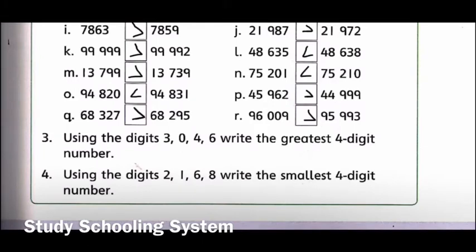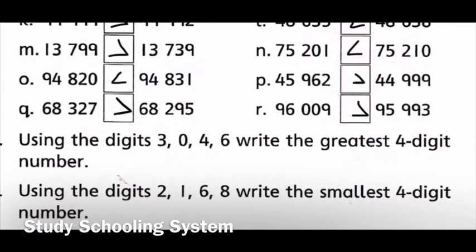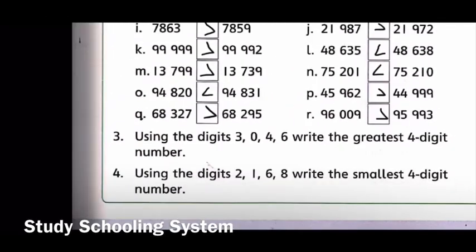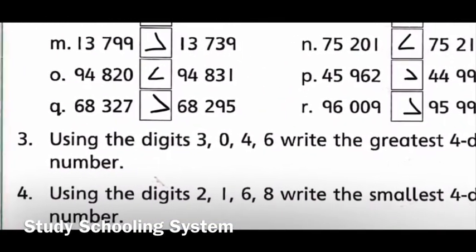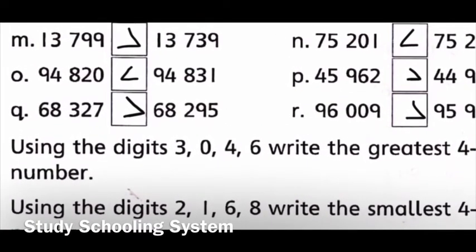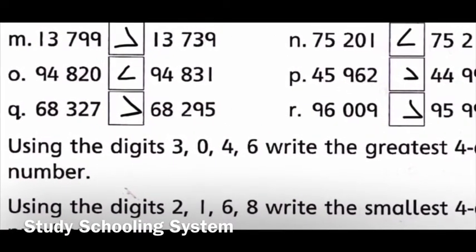Number 3. Using the digits 3046, write the greatest 4-digit number. So you know that when we write the greatest 4-digit number, the thousands place value will be the biggest, right? So of course, when we're making the greatest number, the first digit should be the greatest, right? And when we're writing the greatest 4-digit number, the greatest place value would be the thousands place. So on the thousands place value, we can write 6 because that is the greatest number from all of these 4 numbers.